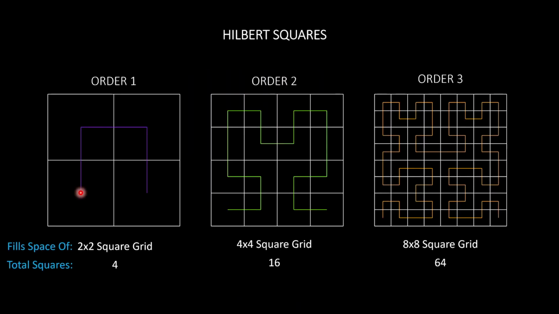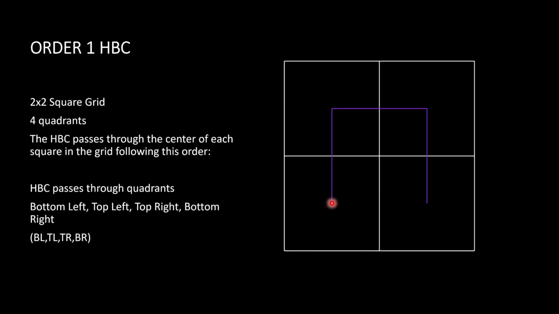An order 1 Hilbert curve fills the space of a 2 by 2 square grid. An order 2 Hilbert curve fills the space of a 4 by 4 square grid. And an order 3 Hilbert curve fills the space of an 8 by 8 square grid. Hilbert curves pass through the center of each square in their grid. An order 1 Hilbert curve passes through each quadrant, starting at the bottom left, moving to the top left, then the top right, and finishing at the bottom right. This process repeats for higher order curves.